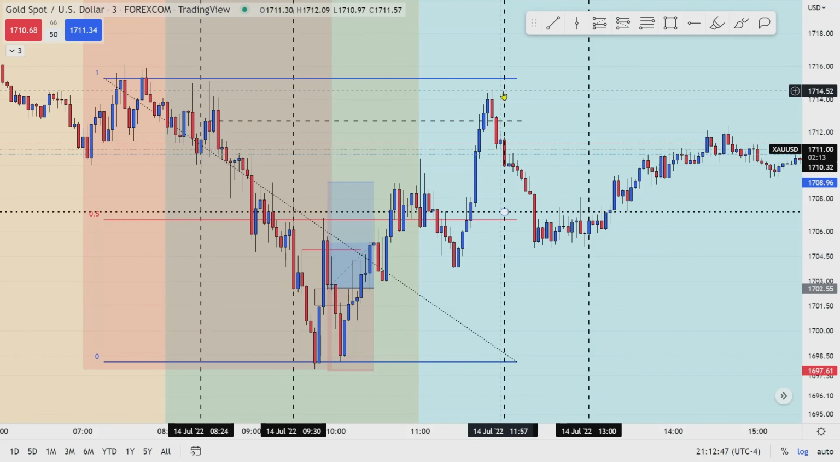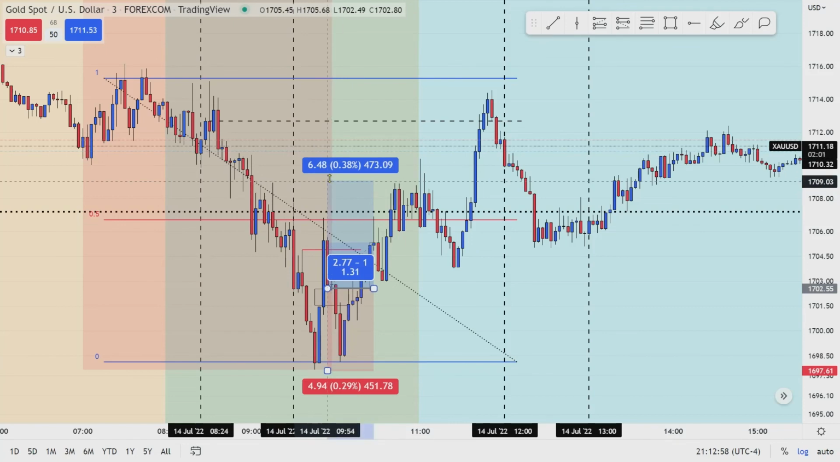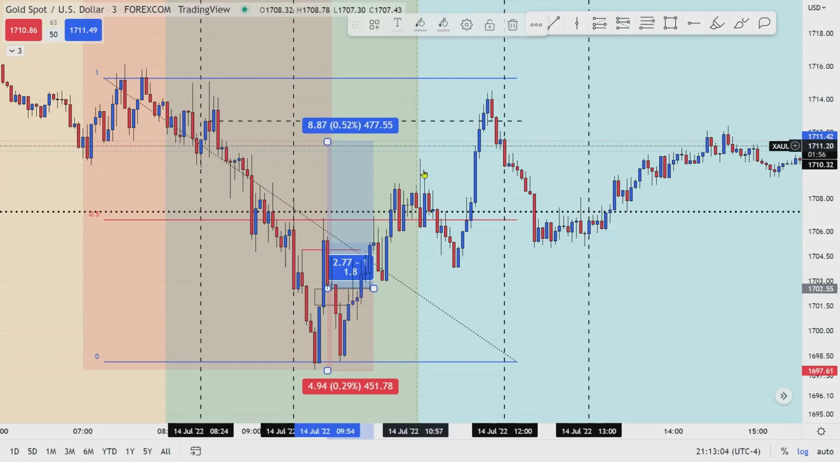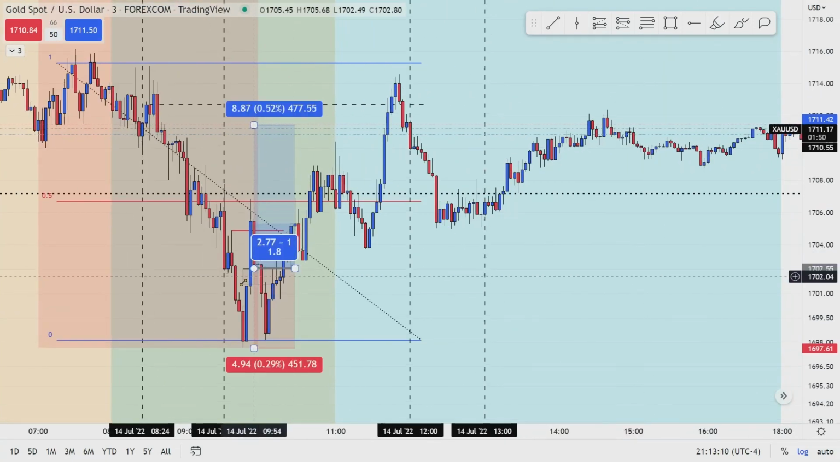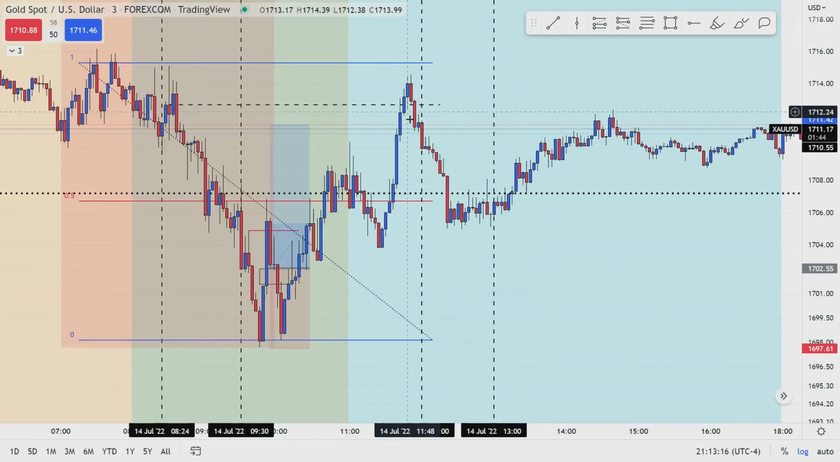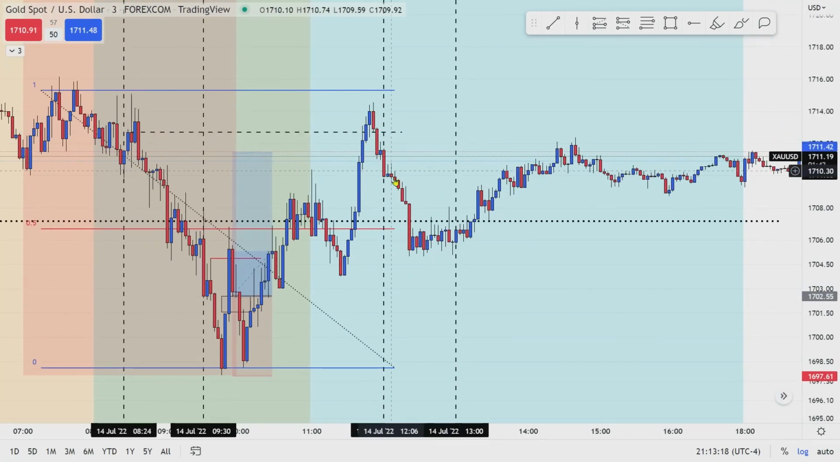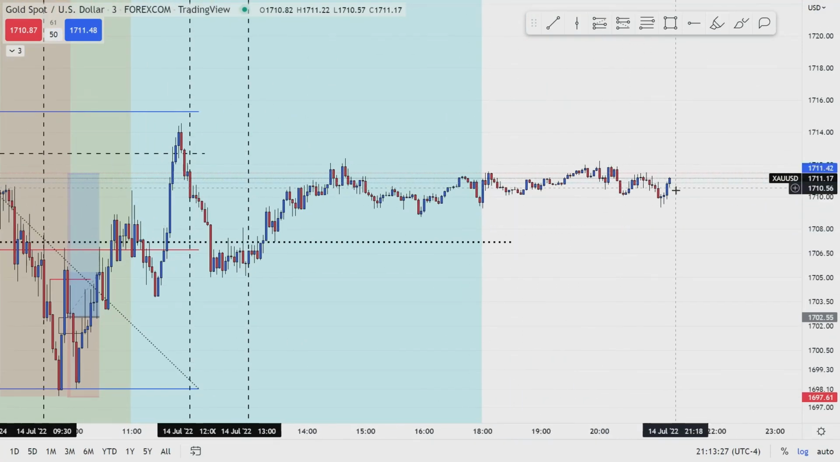So we could have taken partials here, or the initial partial here, above equilibrium or after this high, and then let the rest run until 12. So somewhere around there. So by doing that, you could have gotten, or I could have gotten, the majority of this move, which would have been a great trade. And then after that, price reversed during 12 and 1 p.m. And then for the rest of the day, it mostly ranged up until now.